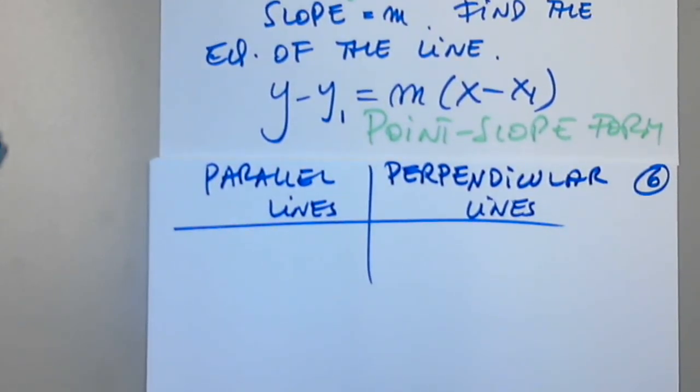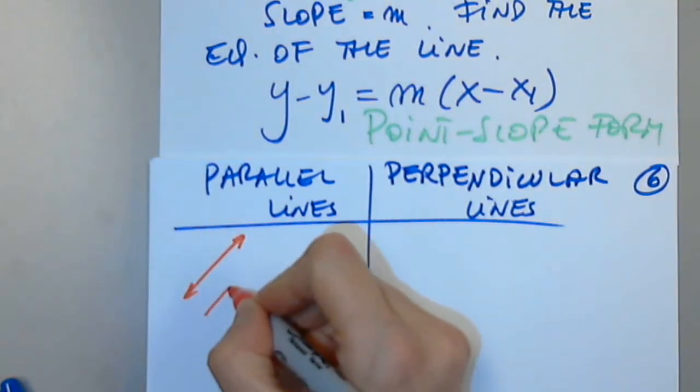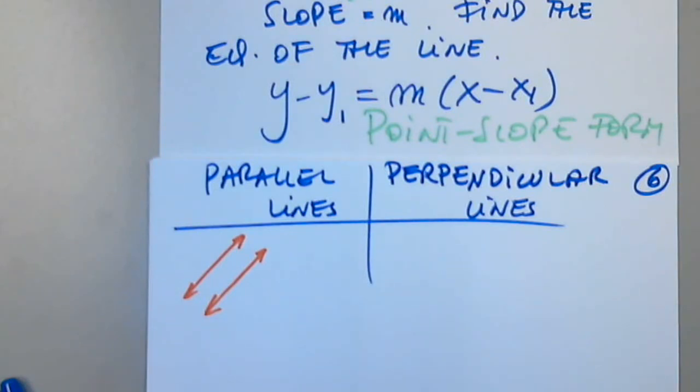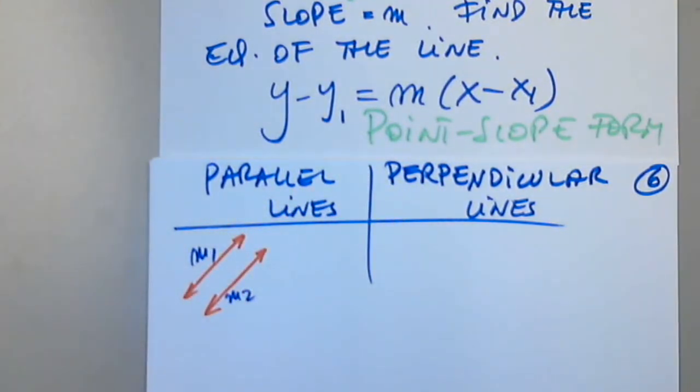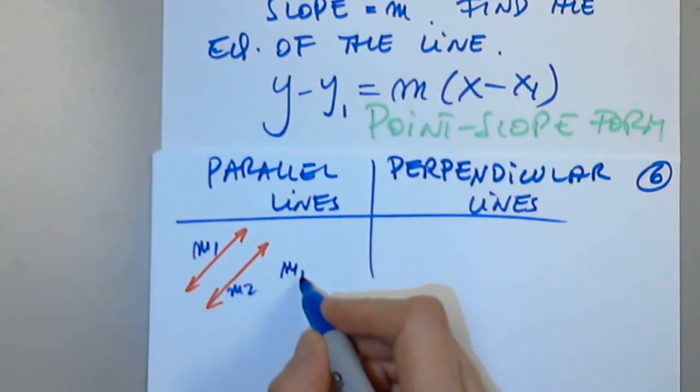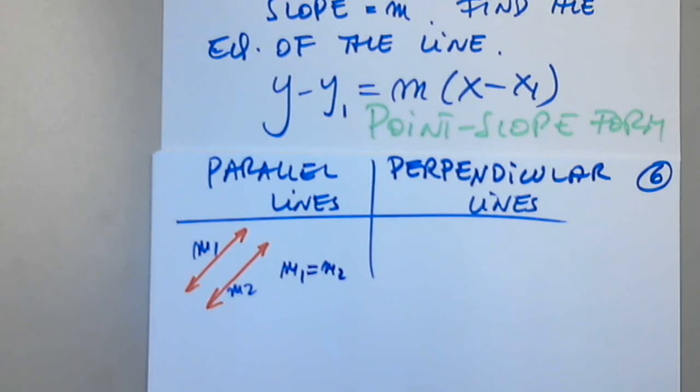Okay, so let's look at two lines. This and this. And now I will ask you, here are my two lines. What is the relationship between their slopes? Same. Of course, makes sense. If this line has slope m1 and this line has slope m2, the relationship is m1 equals m2. Otherwise, they will not have the same slope. They will not be parallel.